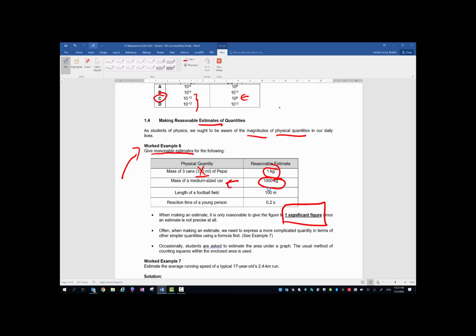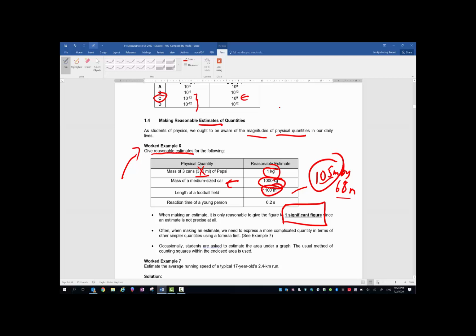What is the length of a football field? Well, a football field that is used for FIFA tournaments, for international matches, has to be 105 meter by 68 meter. So this is a standard football field size for a FIFA tournament. But to get 105 and 68, you have to measure. If we ask you to estimate, give it to one significant figure, 100 meter. That's all we're looking for.